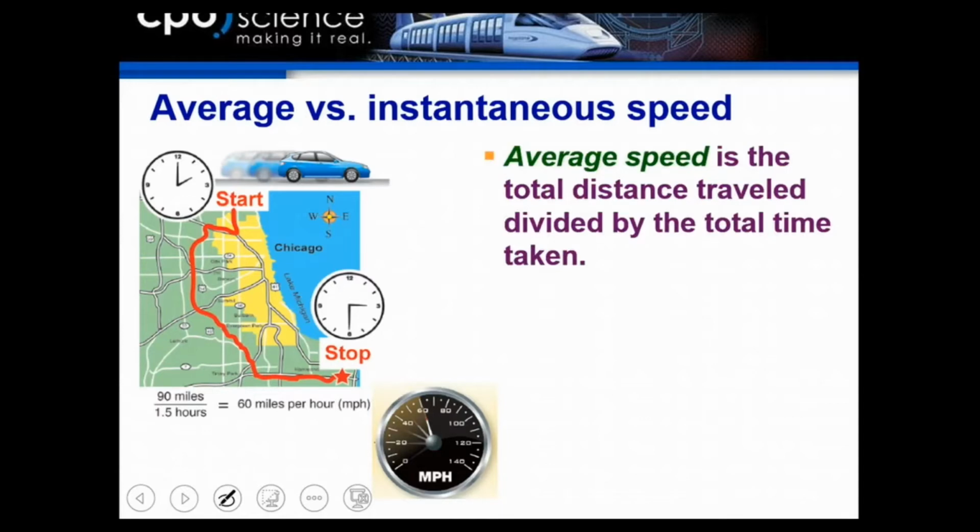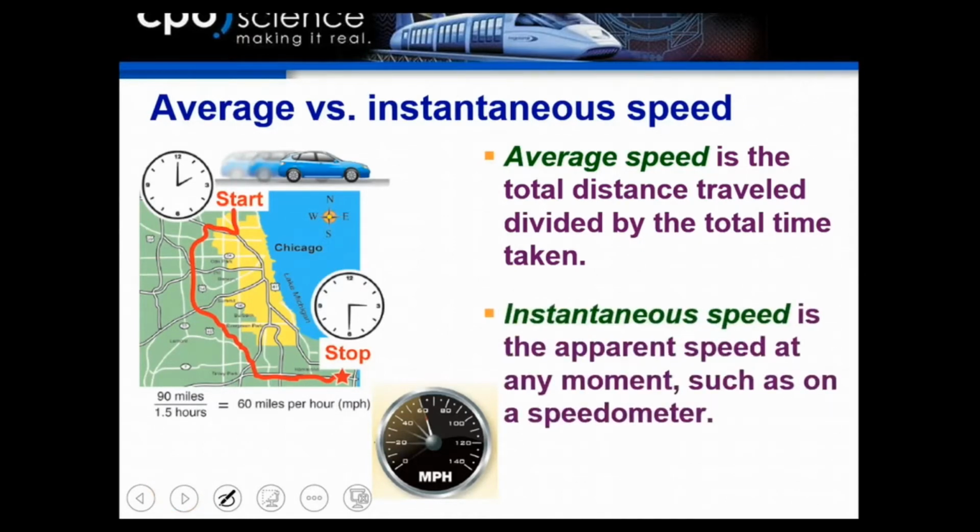So average speed is the total distance that you've traveled divided by the total time taken. And that's usually what we're calculating when we calculate speed or velocity. And then we also talk about instantaneous speed, and this is the speed that you're usually talking about in everyday life. If you look on your speedometer, that's your instantaneous speed. That's the speed you're going at that second.